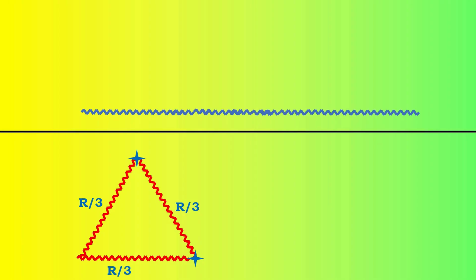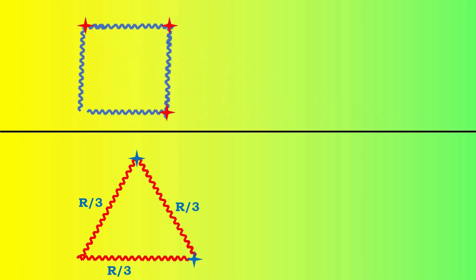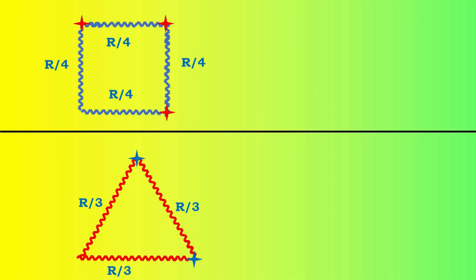In the second case, we divide the wire into 4 equal parts. So the resistance of each part becomes R by 4. We then bend these 4 equal parts to form a square. Therefore, each side of the square has a resistance of R by 4.